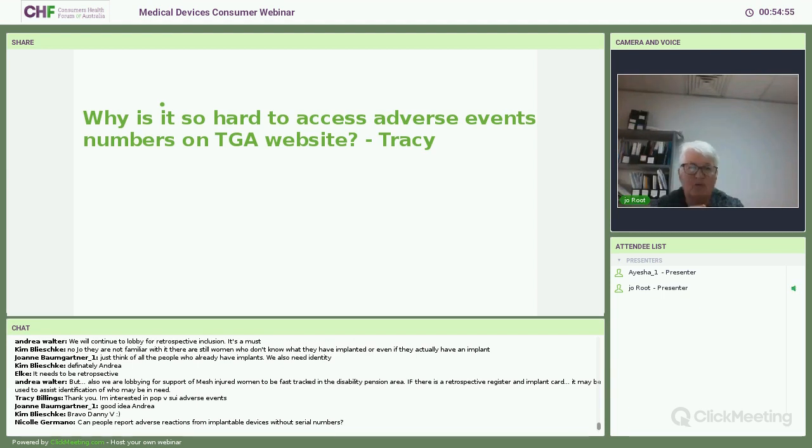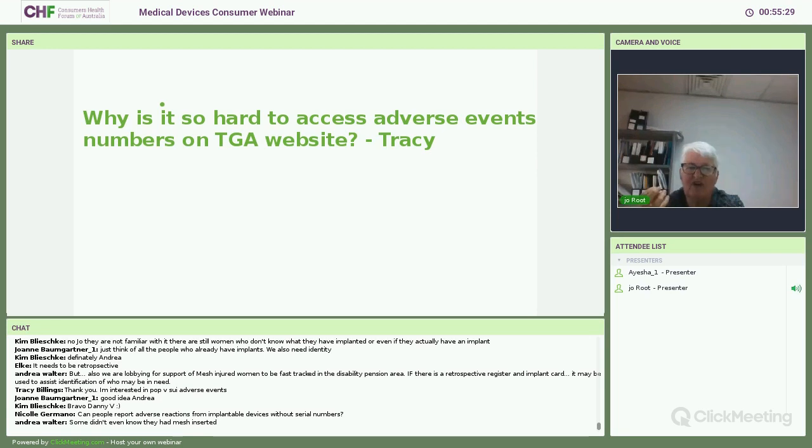People can report adverse reactions without the serial numbers if they know what it was that was implanted. They don't necessarily need the serial number. It's just an extra piece of information that would be helpful. But you'd need to know the manufacturer, I would have thought, and some people didn't even know that in the past. So the more information people have, the more fine-tuning you can get for adverse events.